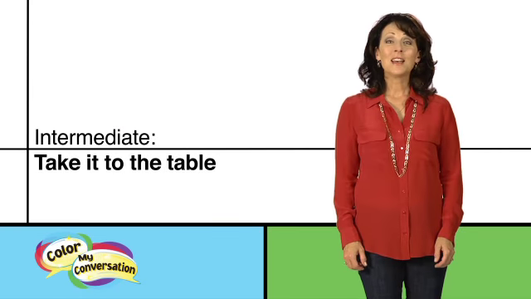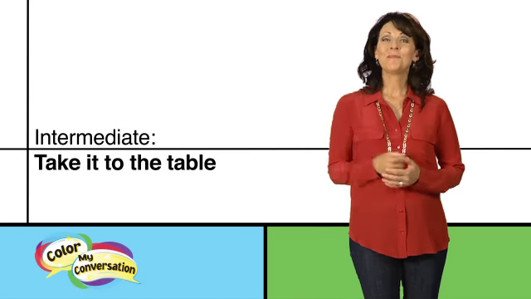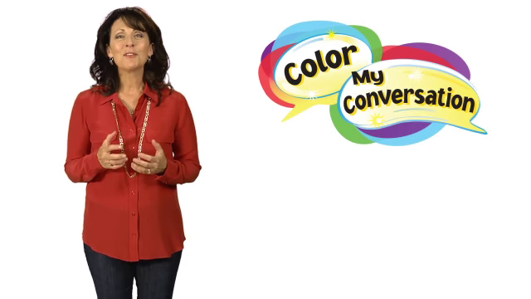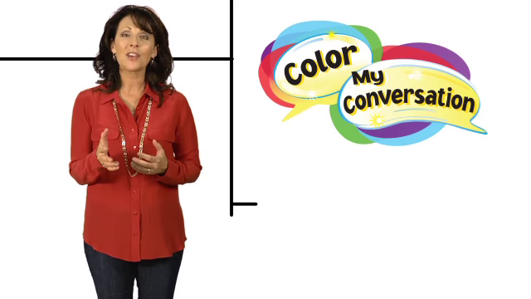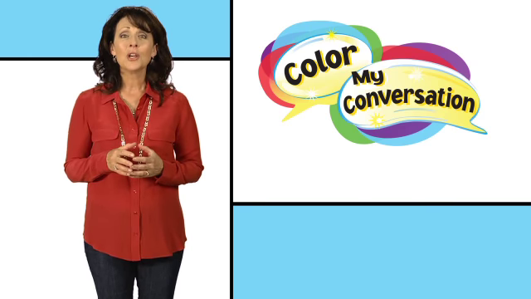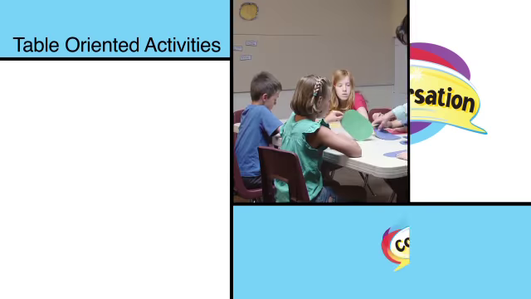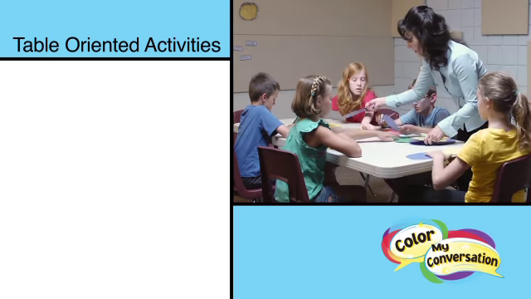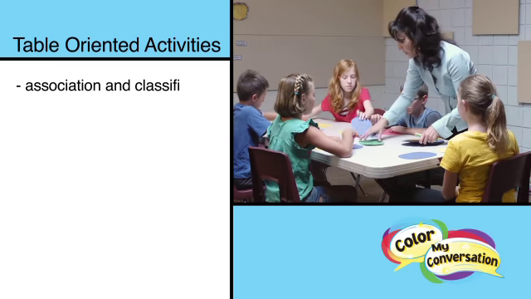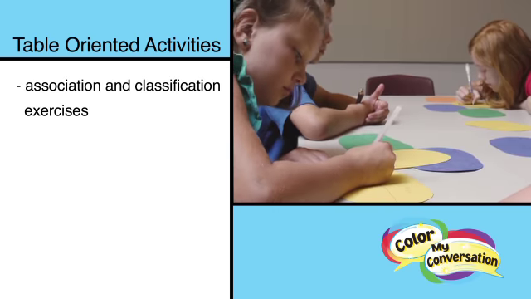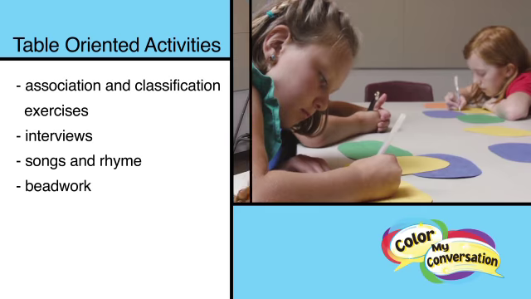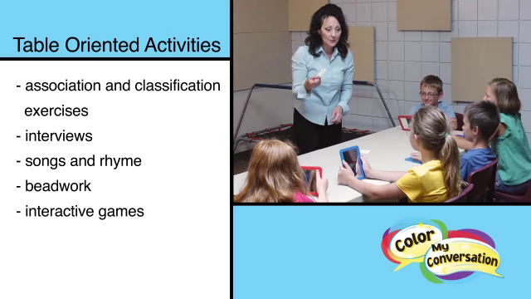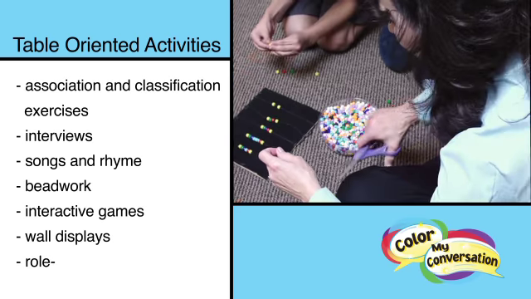The intermediate level, take it to the table. In the intermediate level, the children will continue to practice walking along the conversation path. However, the conversation coach will start to introduce table-oriented activities such as association and classification exercises, interviews, songs and rhyme, beadwork, interactive games, wall displays, and role plays.